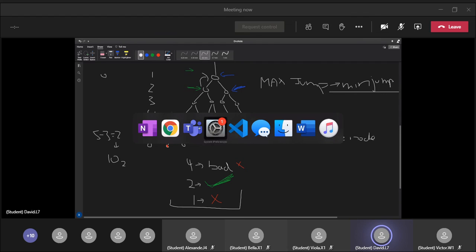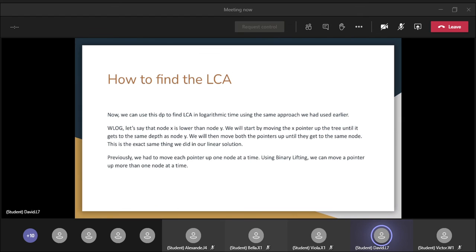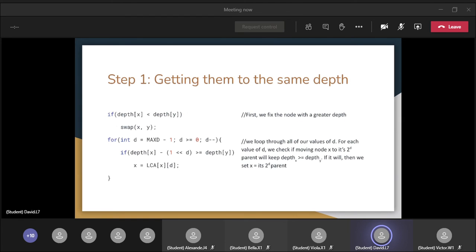Okay, cool. So now we can go over some code. This is in C++, but it's basically the same thing as the code in Java. It's just that there's no swap method built into Java. So the first thing we're going to do is get our nodes to the same depth. To start off, once again, we'll just fix the node that has a greater depth.